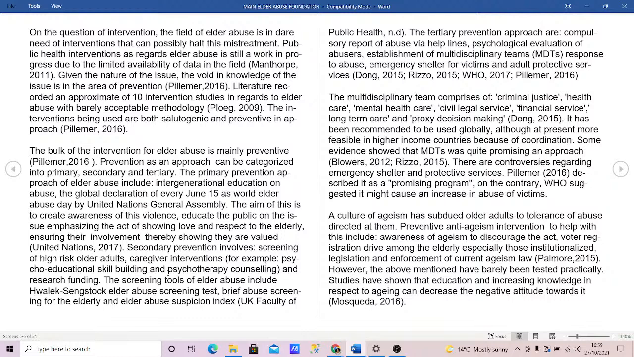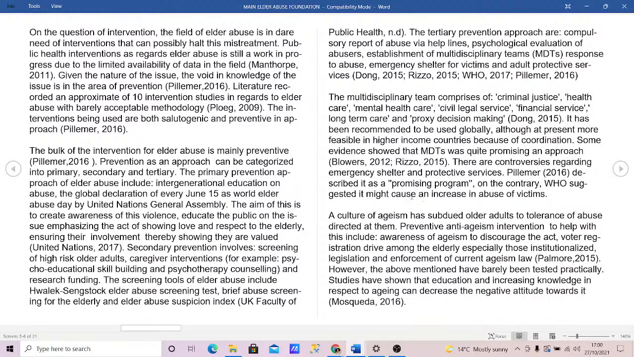Now, to top it up, imagine if you now have that free phrase bank that I was talking about. You now use phrases that already denote that this person is trying to critique. Then that makes it super easy for you. Look at here now. Let me start from this aspect. I hope you can see my cursor. Some evidence showed that MDTs were quite a promising approach, right? There are controversies regarding emergency shelter and protective services.